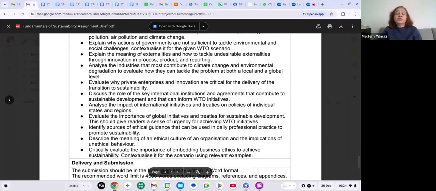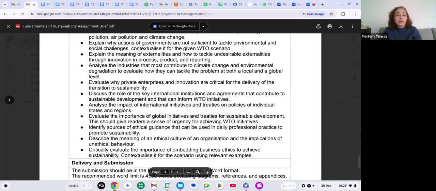Discuss the role of key international institutions like the World Trade Organization, the United Nations, and the World Health Organization, or these critical international institutions on a global scale, and how they contribute to sustainable development and can inform the World Trade Organization initiatives. We expect you to analyze the impact of international initiatives and treaties on policies of individual states and regions.